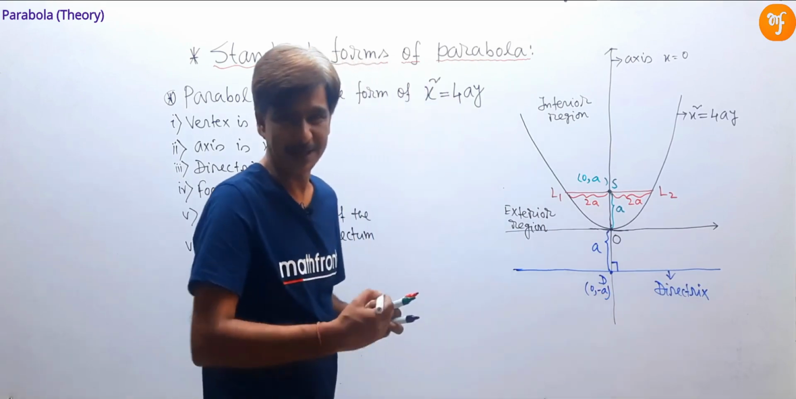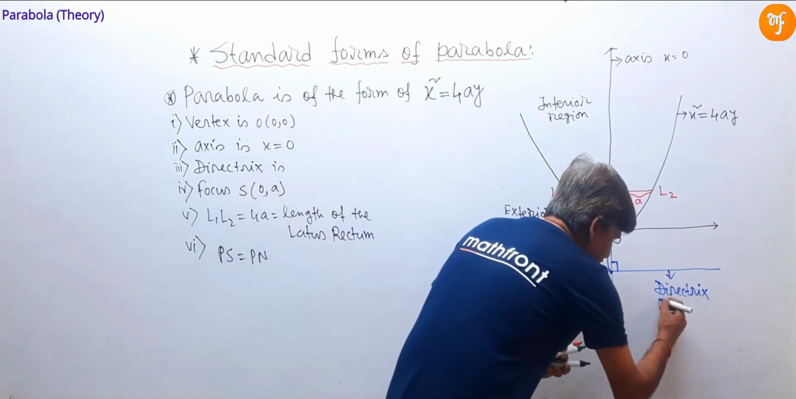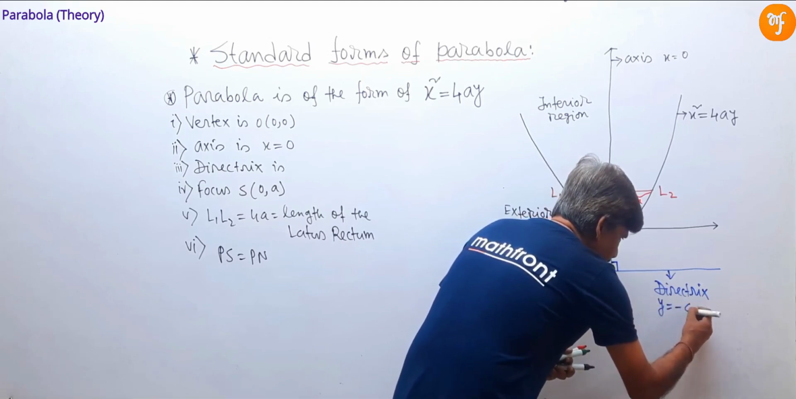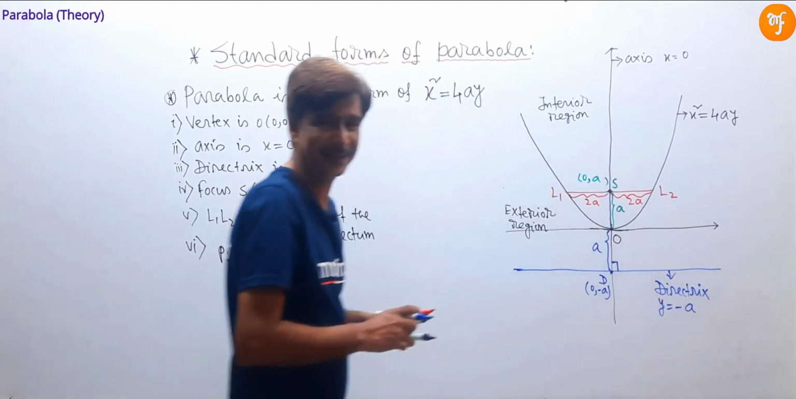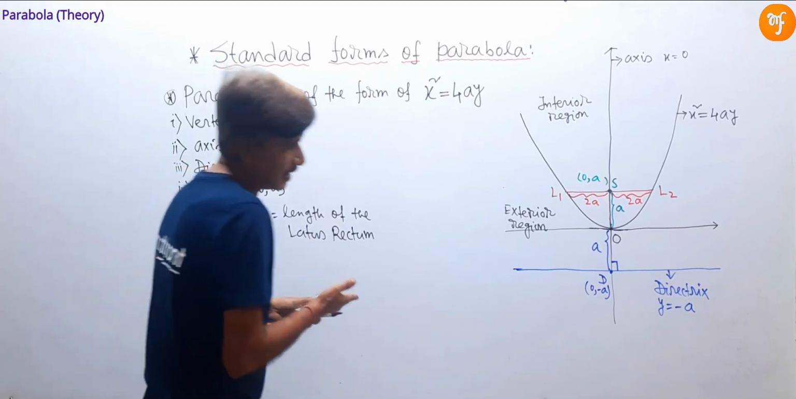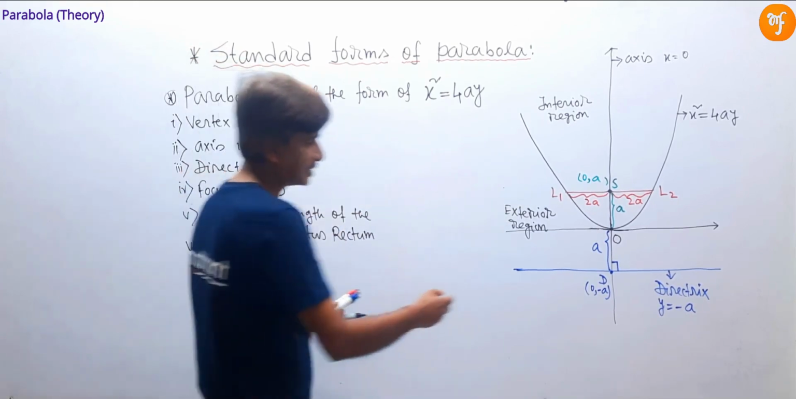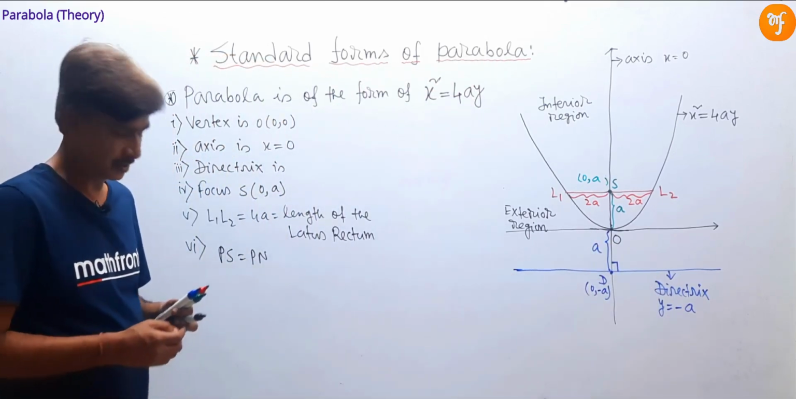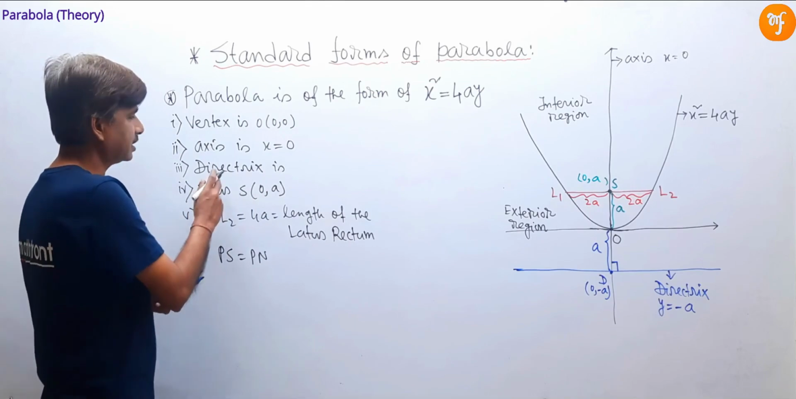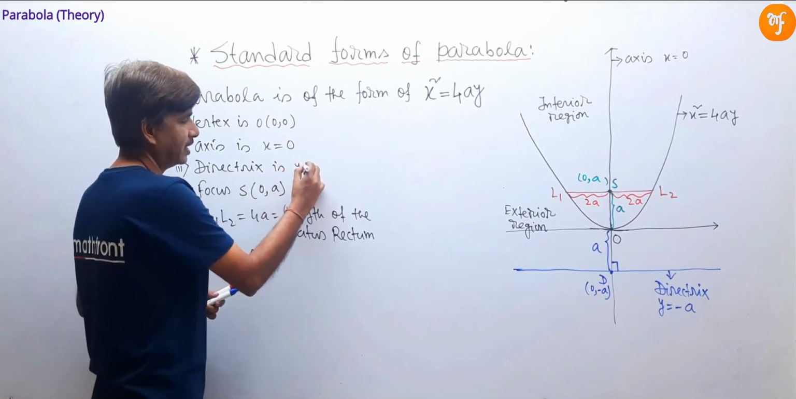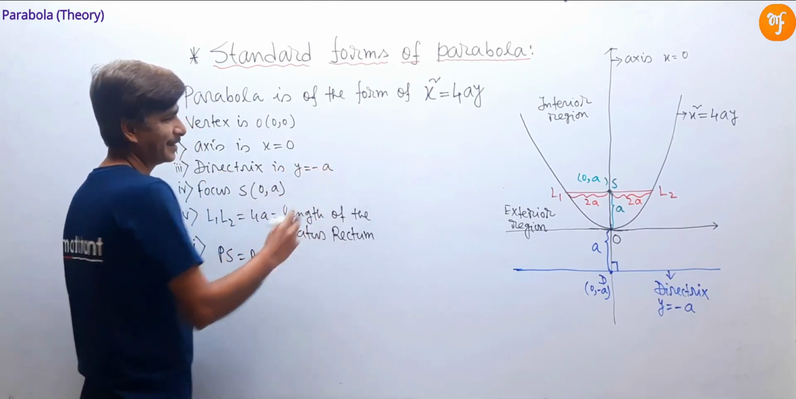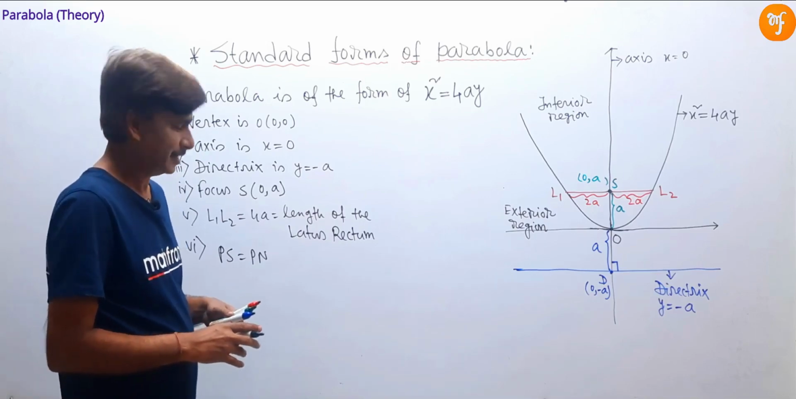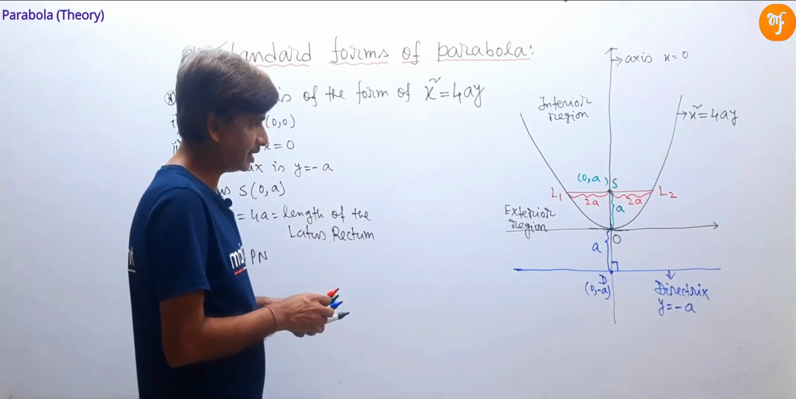Okay, so what is the equation of this directrix? Its equation should be y is equal to minus a. Clear? Okay, as the directrix is parallel to the x-axis and passing through the point 0 comma minus a, the equation of the directrix will be y is equal to minus a. So you should write directrix is y is equal to minus a. Understand? Clear?